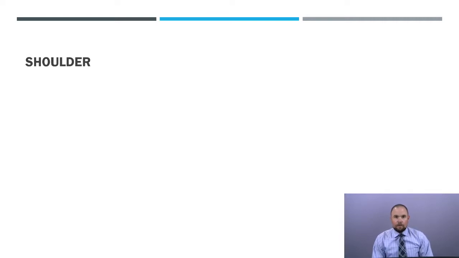So we'll just go through some general conditions. I'm going to break this talk down by joint-specific issues. So we'll start from the top of the body, and we'll move our way down with some common injuries here. So first off, we're going to talk about the shoulder.